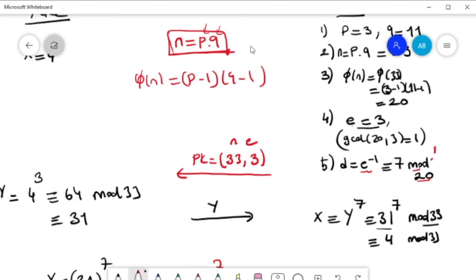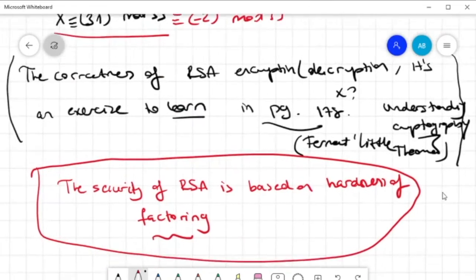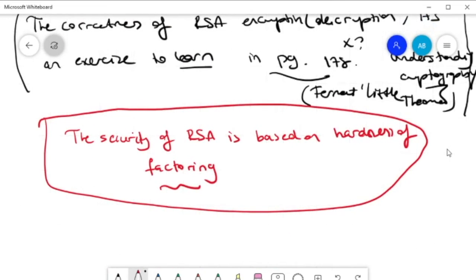So the security of RSA is based on the hardness of factoring. If we can factorize a big number into 2 prime numbers, we can break RSA. We can easily compute the secret key.